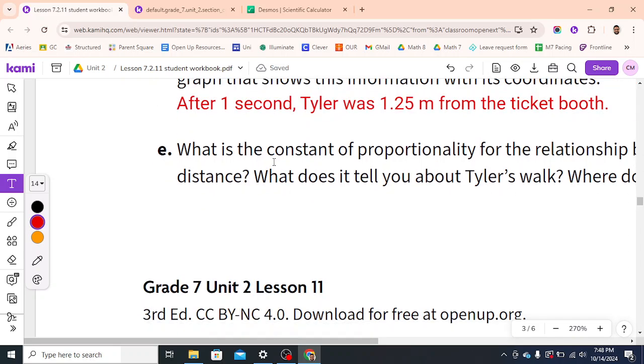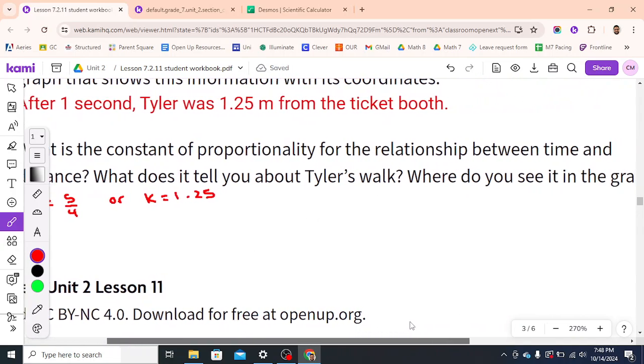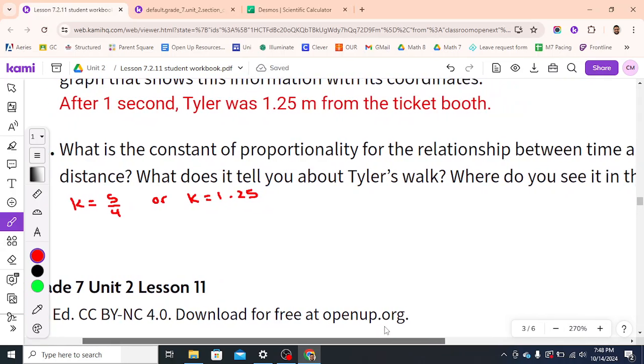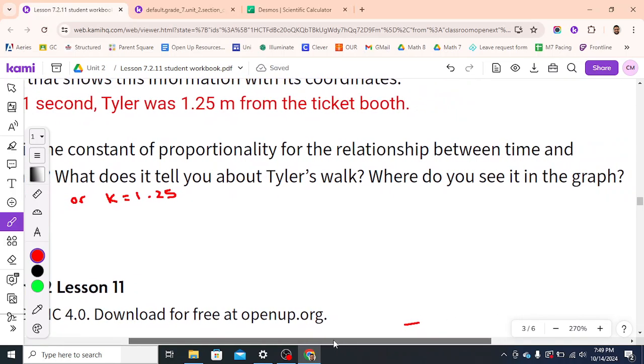Hey, we already talked about that, the constant of proportionality. So remember we said K is equal to 5/4. That was one version. Or we like K equals 1.25. That's a little bit better. It says, what does it tell you about Tyler's walk? Where do you see it in the graph?